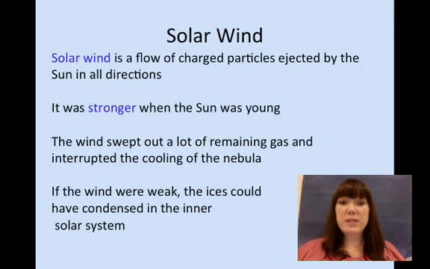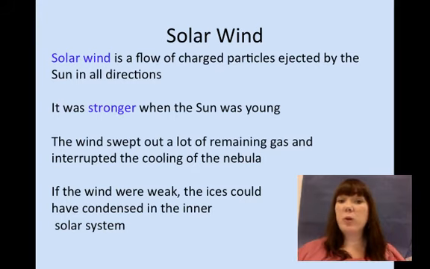Now, solar wind is responsible for kind of cleaning up the solar system. It's a flow of charged particles ejected by the sun in all directions, and it still happens today. But when the sun was young, the solar wind was much, much stronger, and so that wind swept out the remaining gases in the inner solar system and pushed it out towards the edge of the solar system.